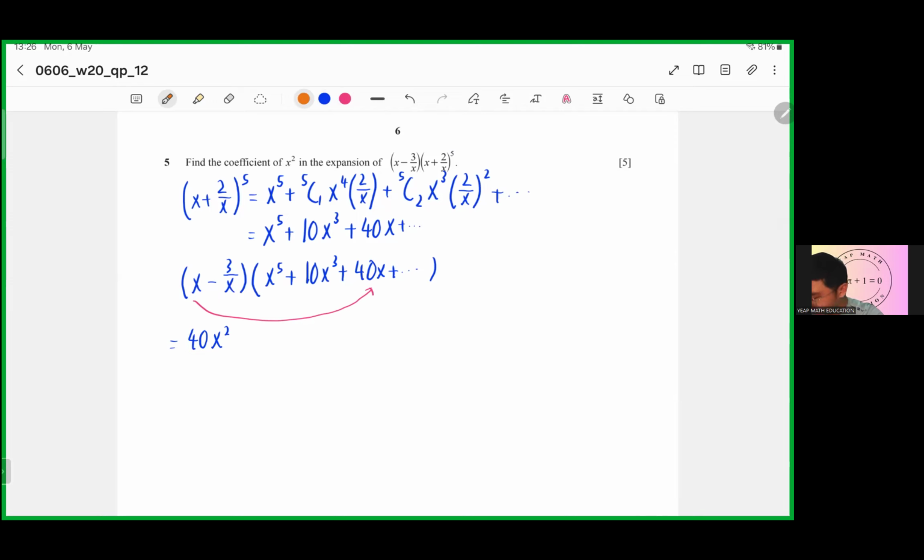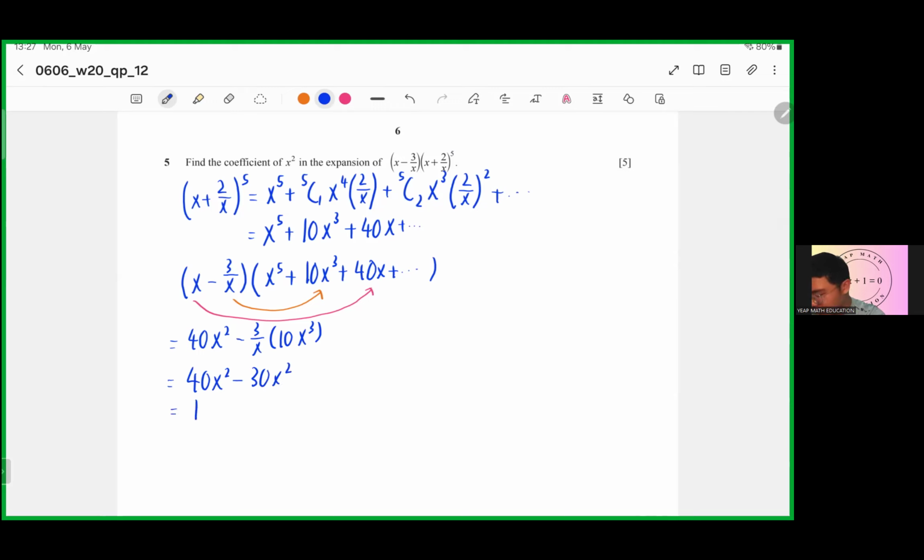If multiply, we get x power 4, cannot log also. And then for this part, yes, sure can. We will get x power 2 for x squared. So we can write negative 3 over x, 10 x cubed. So we will get 14x squared minus 13x squared.